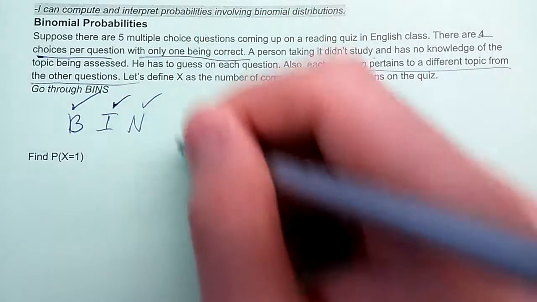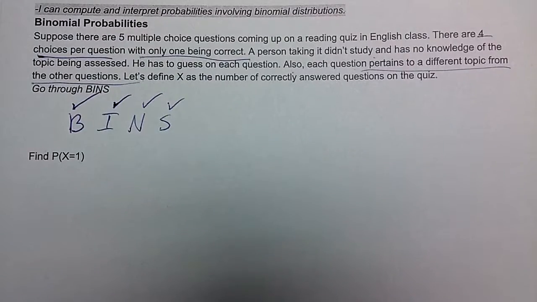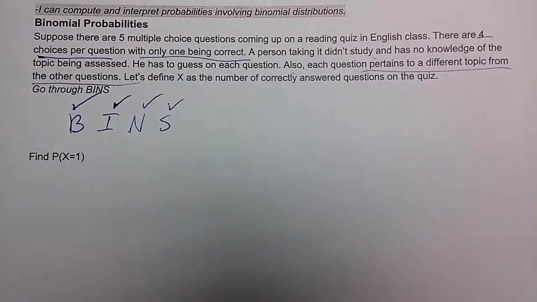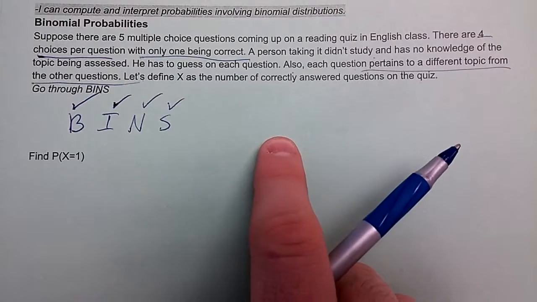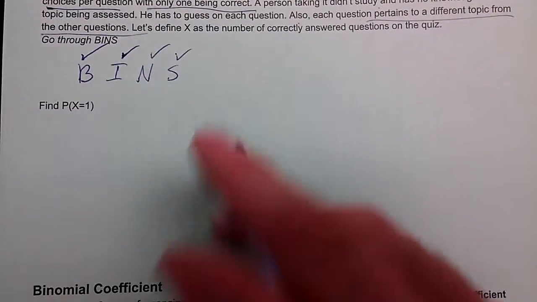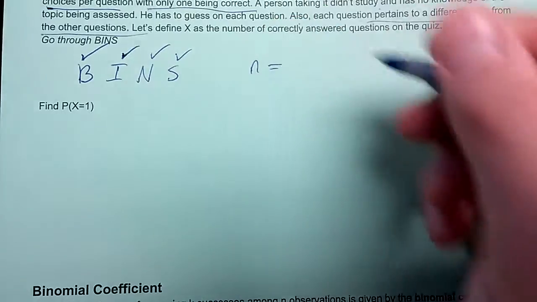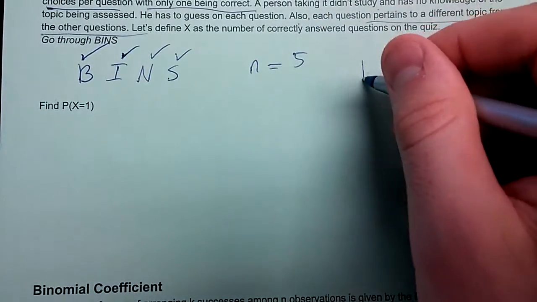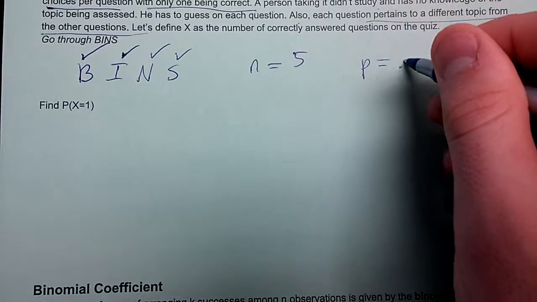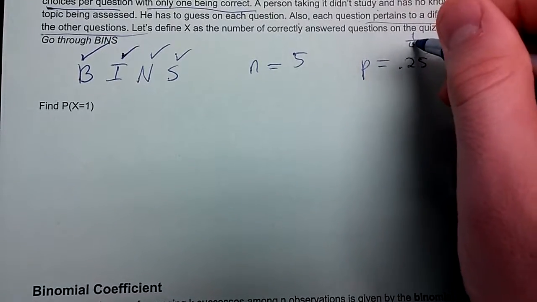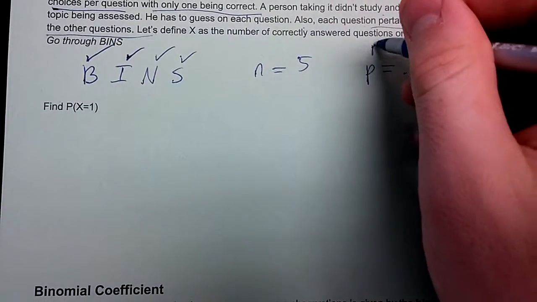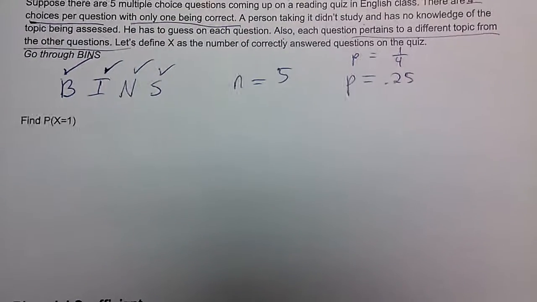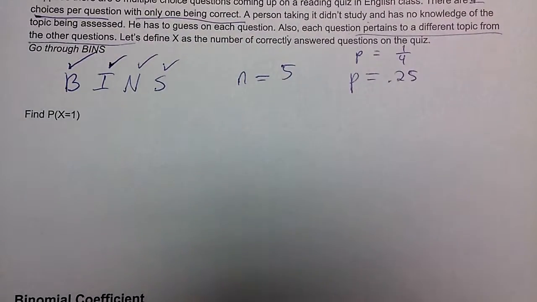N, is the number of questions fixed before we start? The answer is yes, it is 5. Probability of success, is it the same for each question? The probability is the same, 1/4 or 0.25. So BINS works out for the situation. N is 5, our two parameters, N and P, where P is 0.25, and that's just 1/4 written as a decimal. Because for every four answers, there's only one correct, so the probability of getting it right is 1/4.